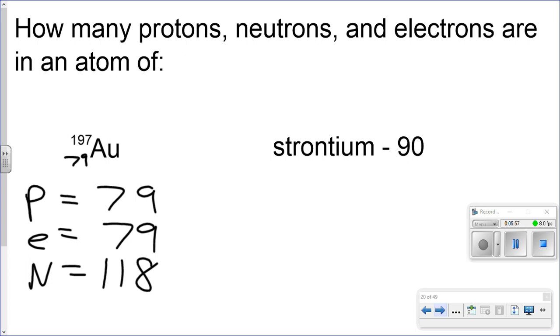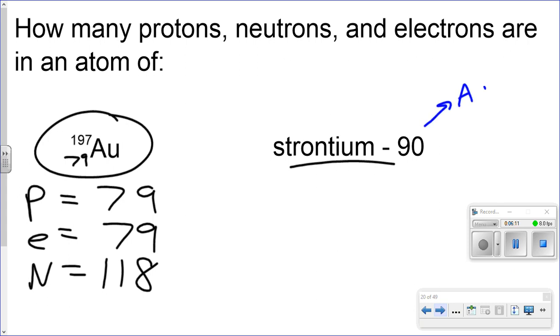By the way, this is called nuclear symbol notation. This is called hyphen notation. With hyphen notation, we now look at strontium. This is the mass number, A. So the mass number is there.